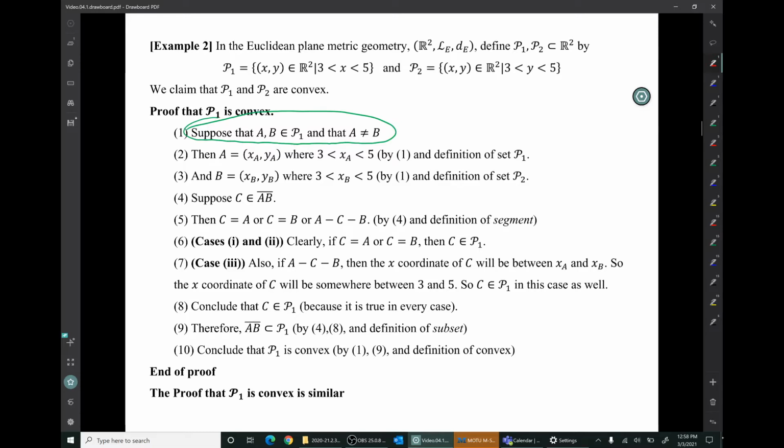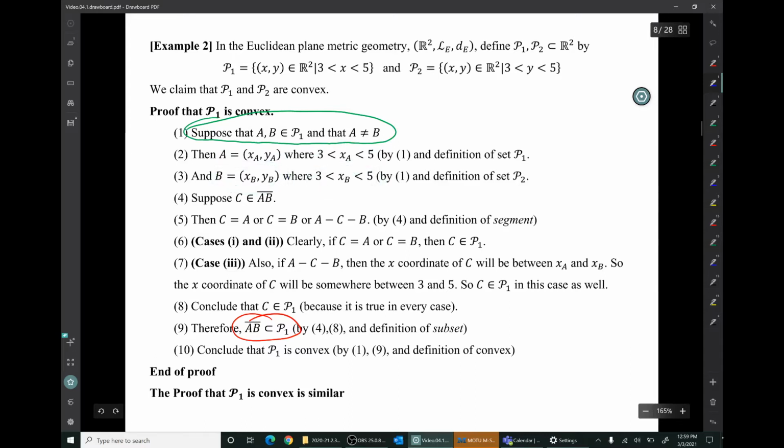Now look how this proof ends. We show that the segment is a subset of P1, and that proves that P1 is convex. That is, these 2 statements and the definition of convex tell us that P1 is convex. Now, how do we prove this? Well, if A is in set P1, then A is a point of this form where x is between 3 and 5. And B is a point of this form where xb is between 3 and 5.